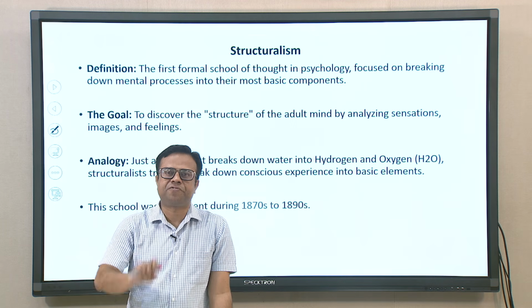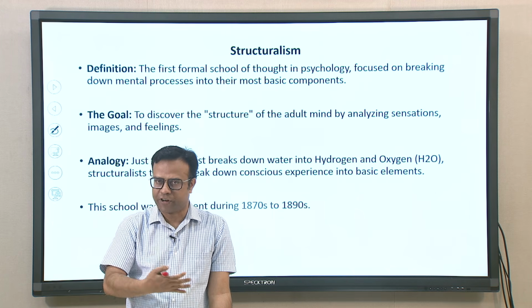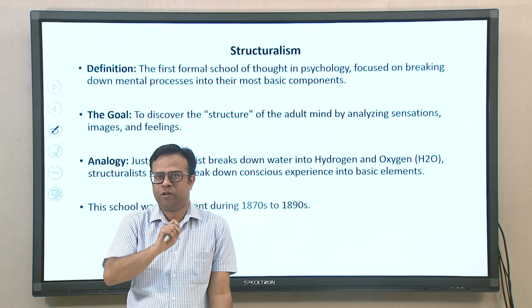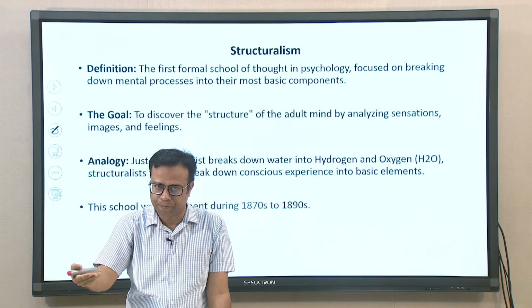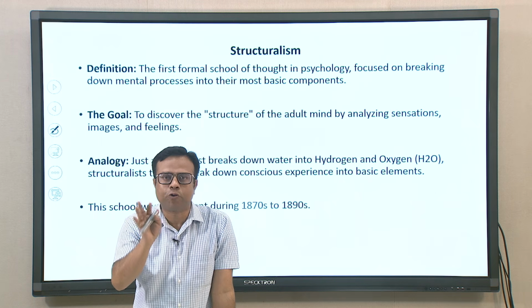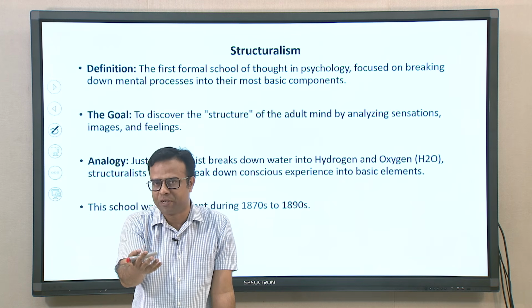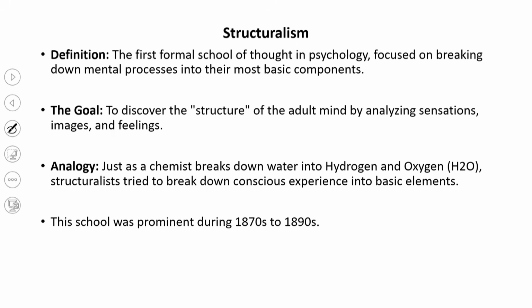So, structuralism was the first school of thought that started with Wilhelm Wundt's laboratory, the first school of thought around which the first scientific study of psychology actually started. So, what is structuralism as a school of thought? What was the idea? What were Wilhelm Wundt and his disciples trying to understand? So, let us see. Structuralism is the first formal school of thought of psychology, which focused on breaking down mental processes into their basic components.